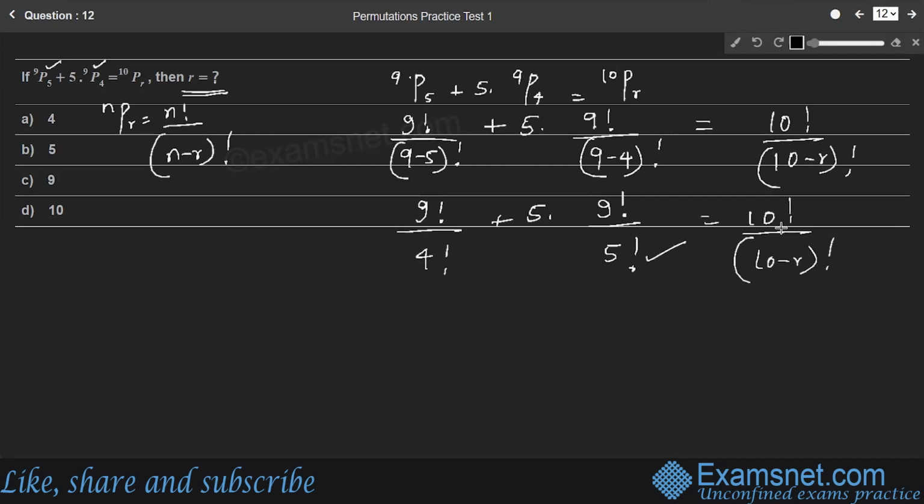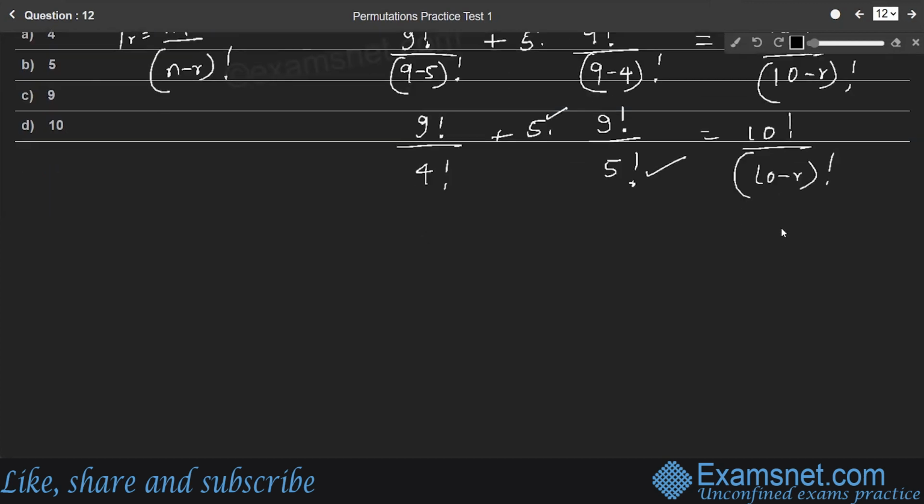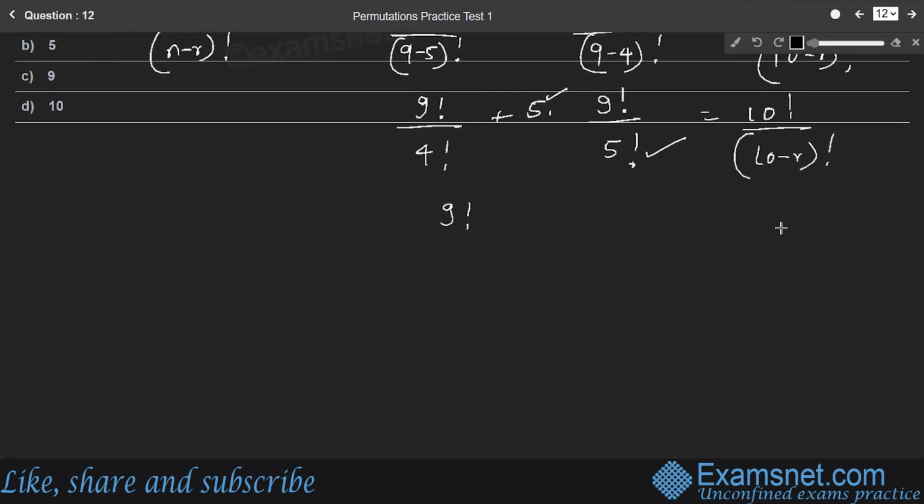In this, factorial 5 is nothing but 5 into 4 into 3 into 2 into 1. So we can cancel 5 and 5 in the numerator. Therefore, the left hand side becomes 9 factorial by 4 factorial plus 9 factorial by, so here we have to cancel one 5 here.